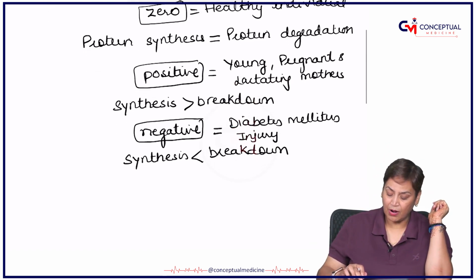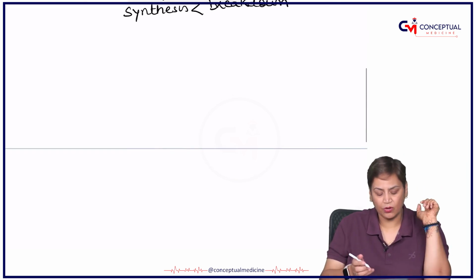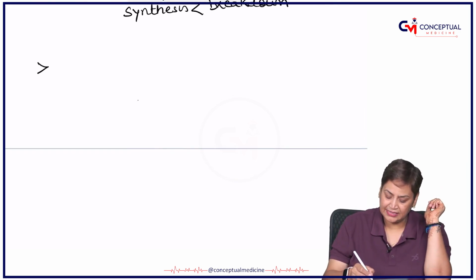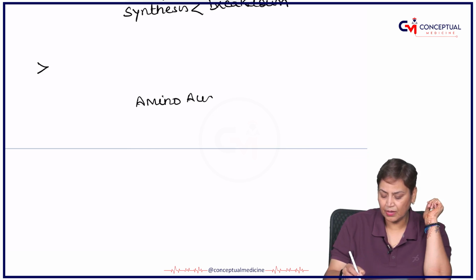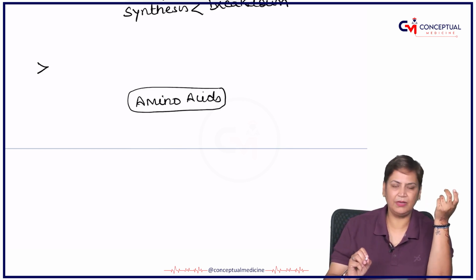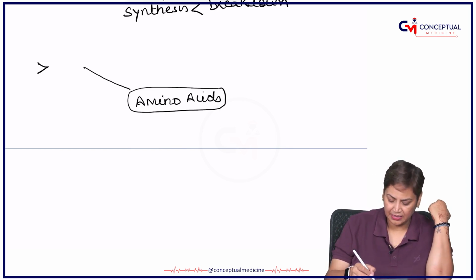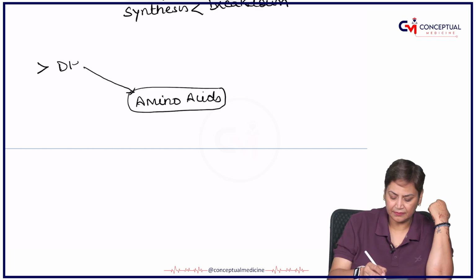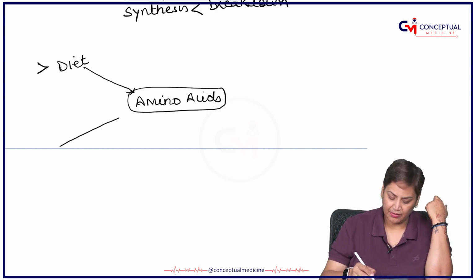Now, if we talk about the source of the amino acids, where are they coming from? They are essential, meaning they have to be provided from the diet. They are coming from the diet, or they are coming from the protein breakdown.